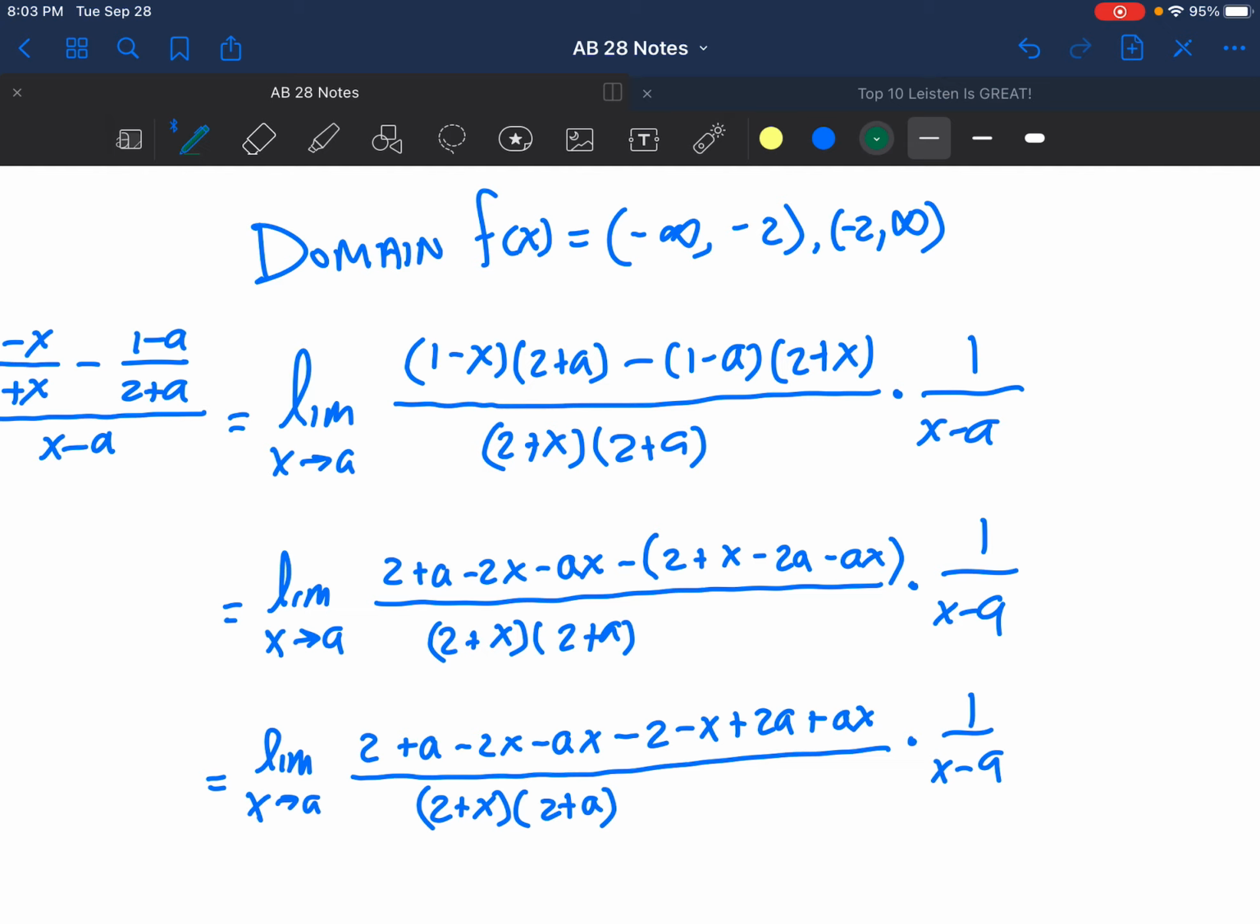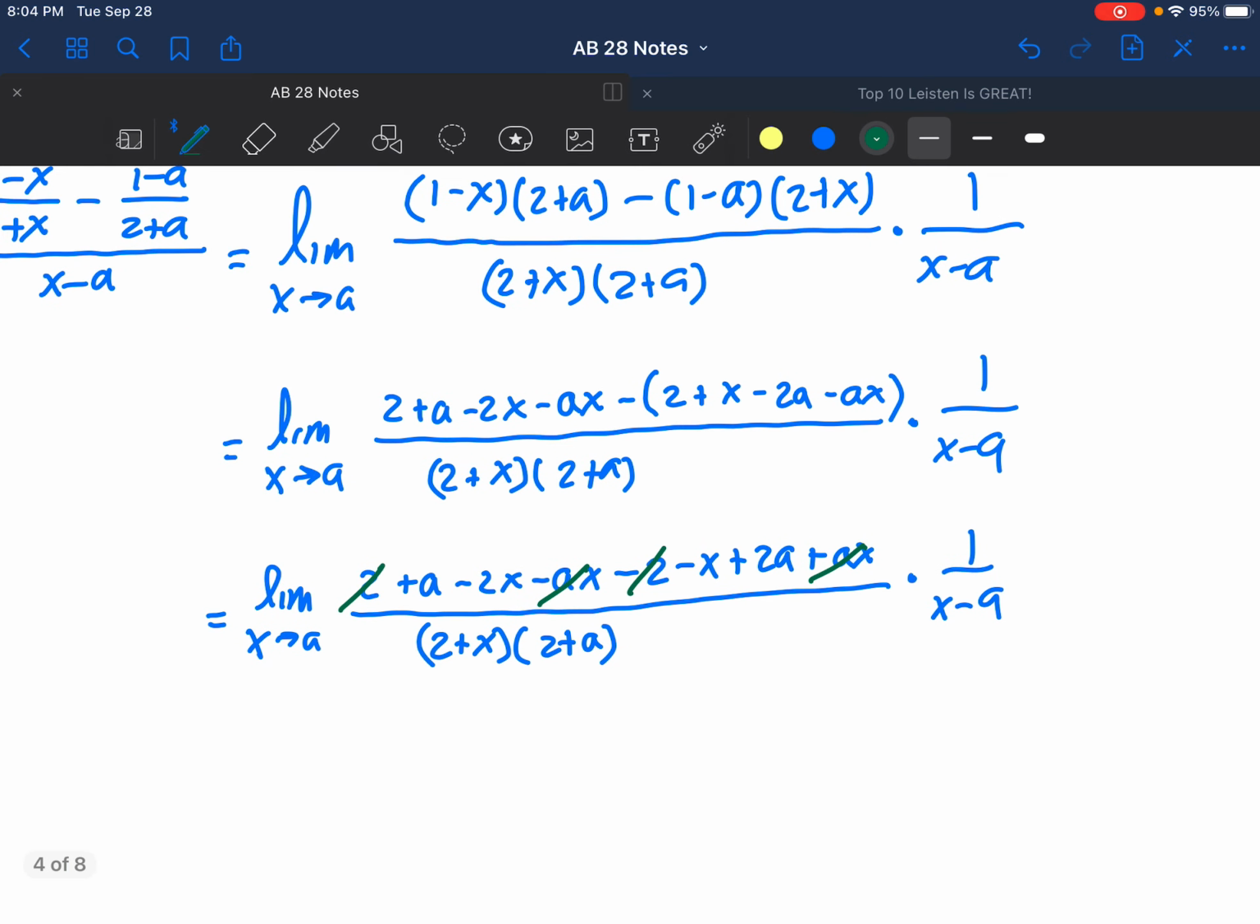Now we've got 2 minus 2, and we have minus ax plus ax, and I think that cancels. Limit as x approaches a. Now we have a and 2a, so we have a total of 3a. Subtract 2x, subtract x, that is minus 3x, over 2 plus x, 2 plus a, times 1 over x minus a.